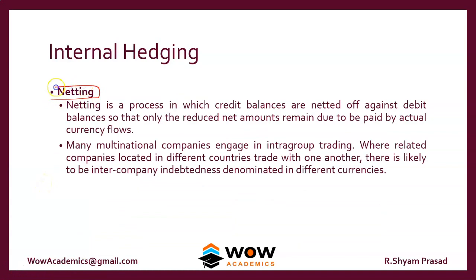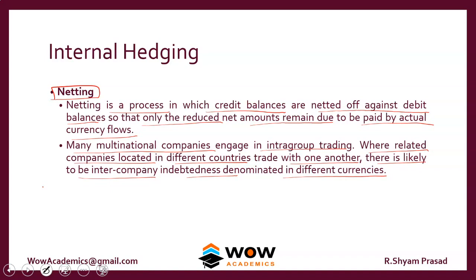So the next method is called netting. Netting is similar to the matching concept which we saw earlier. Netting is the process in which credit balances are netted off against debit balances so that only the reduced net amounts remain due to be paid by the actual currency flows. Many MNC companies engage in intra-group trading where related companies located in different countries trade with one another. That is likely to be intercompany indebtedness denominated in different currencies.